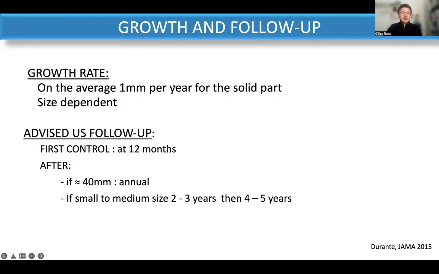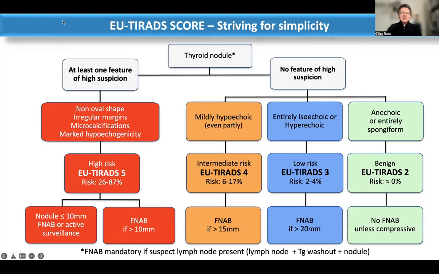When to follow up the nodule, I remind you that the growth rate, as showed by Cosimo Durante, on the average, is 1 millimeter per year for the solid part. It is size dependent, so you can make your first US control at 12 months, and then depending on the size, if a nodule is quite huge, around 40 millimeters, I keep an annual follow-up, and if it is of small to medium size, I will follow the patient at 2 or 3 years after, and then each 4 to 5 years. So this is the last slide.